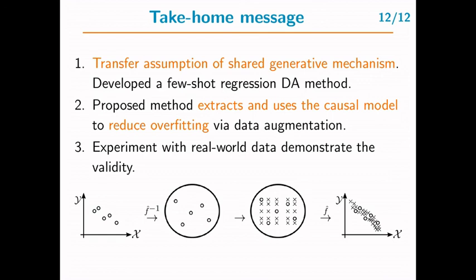To sum up, we explored the transfer assumption of shared generative mechanism and developed a few-shot domain adaptation method for regression in this setting. The method extracts and uses the hidden causal model and directly exploits the knowledge to perform data augmentation, which reduces overfitting. And the validity of the procedure has been confirmed by solid theoretical analysis and the proof of concept experiment.